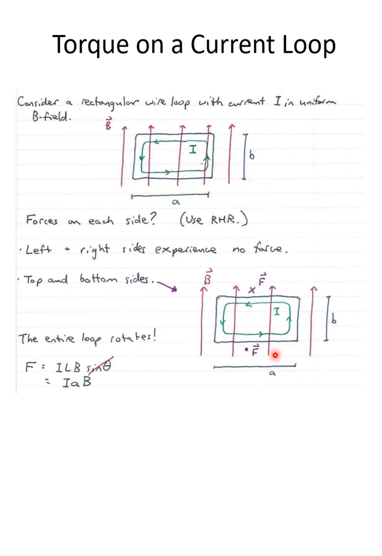The force on each of those sides is current times length times magnetic field times the sine of the angle, but at the moment, it's 90 degrees. And so that just becomes I times, now the length is lowercase a, and then times B. So the force on each of those sides is I times a times B.